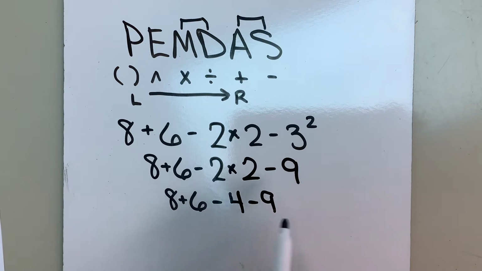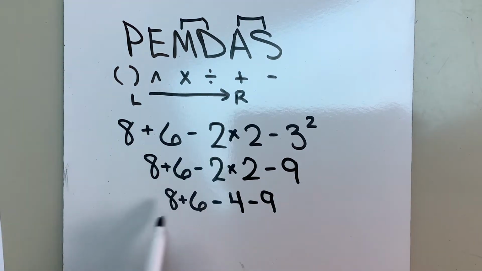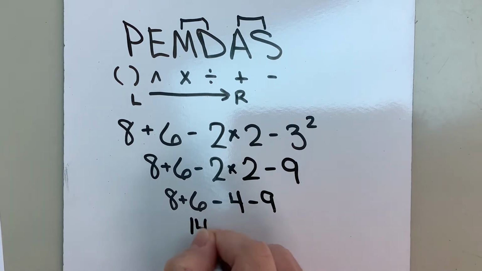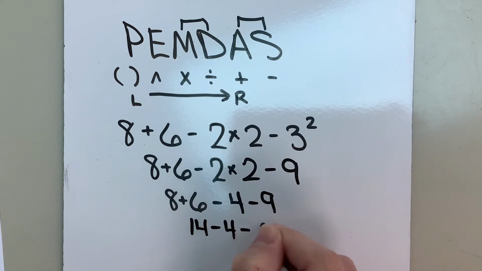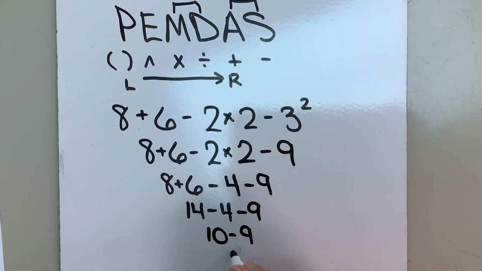Again, you're going to move left to right, and we know we're at adding and subtracting. So we're going to do 8 plus 6, which is 14. Then 14 minus 4, which is 10. And then 10 minus 9 is 1. Okay.